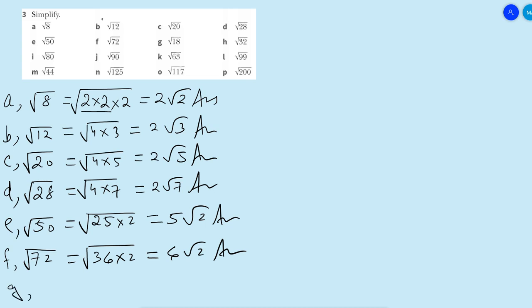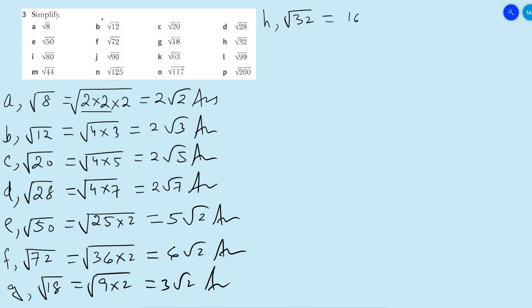Part G. Part G is 18. 18 can be written 9 into 2. The square root of 9 is 3. So the answer of part G is 3 root 2. Come to part H. Part H is 32. 32 can be written 16 into 2. The square root of 16 is 4. Answer is 4 root 2.